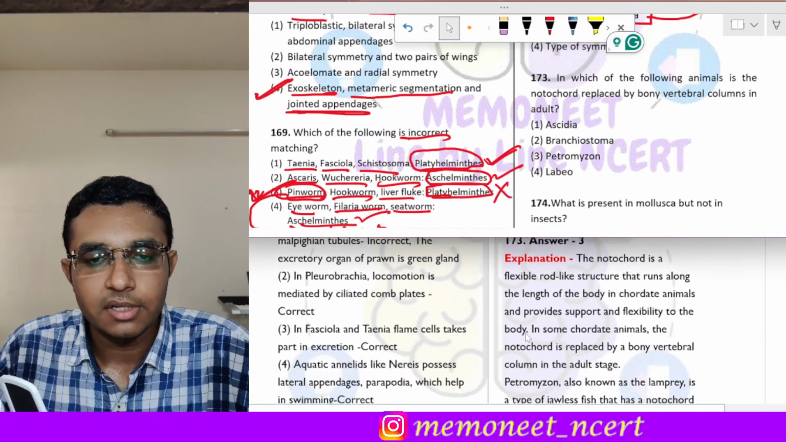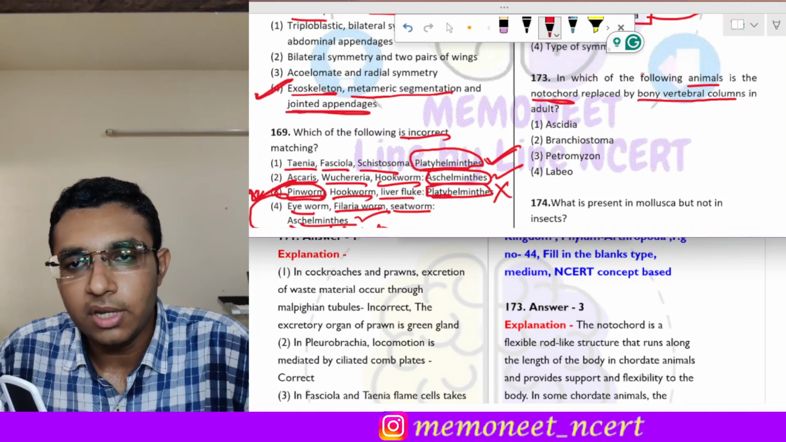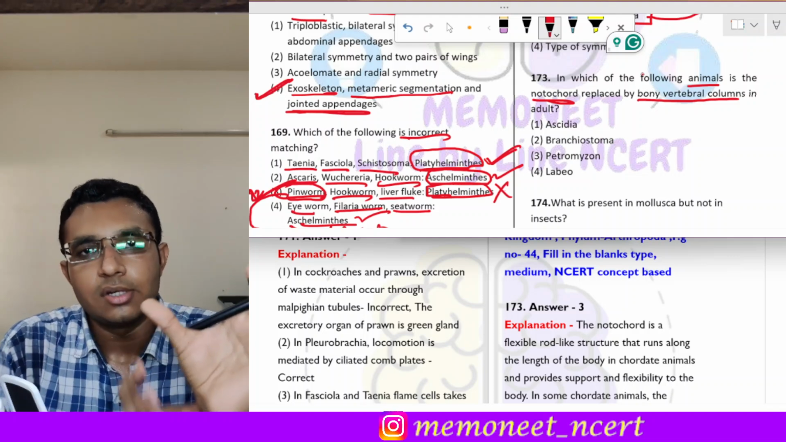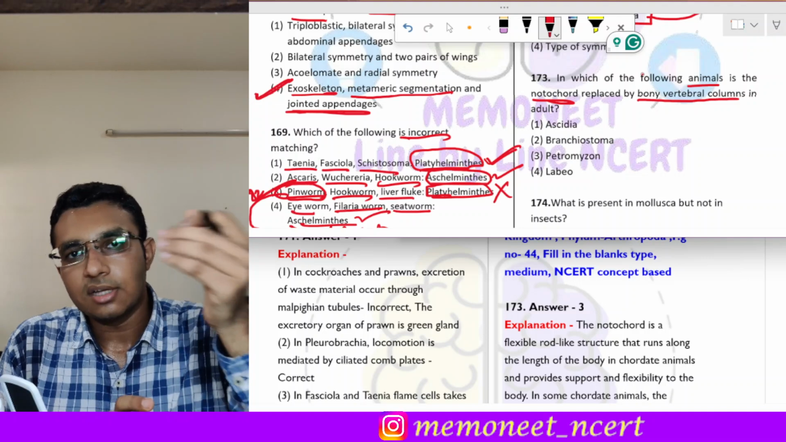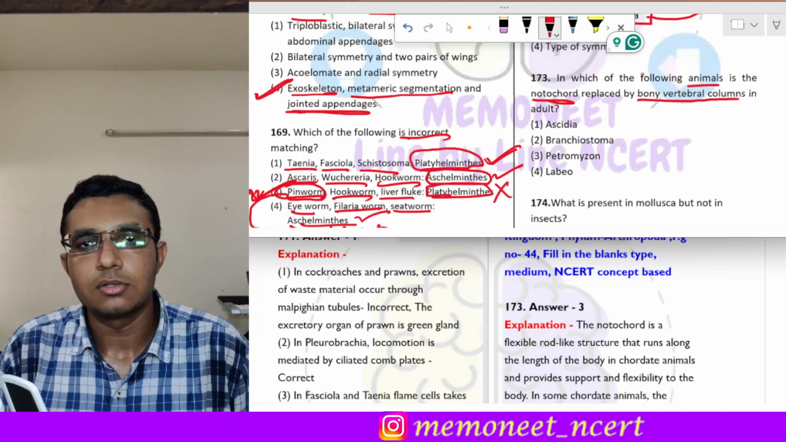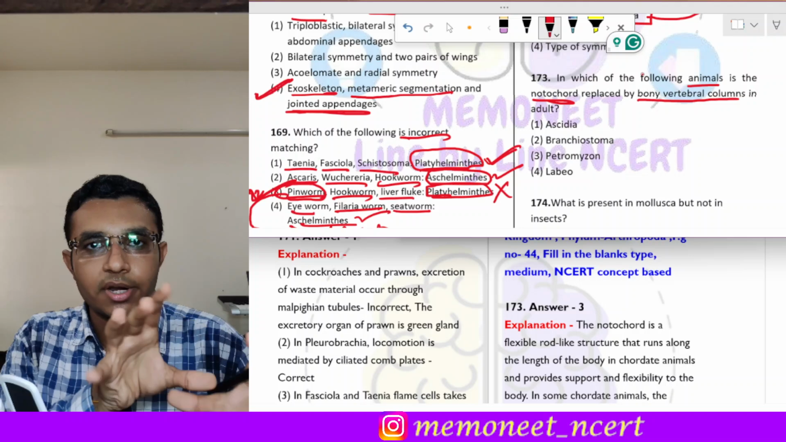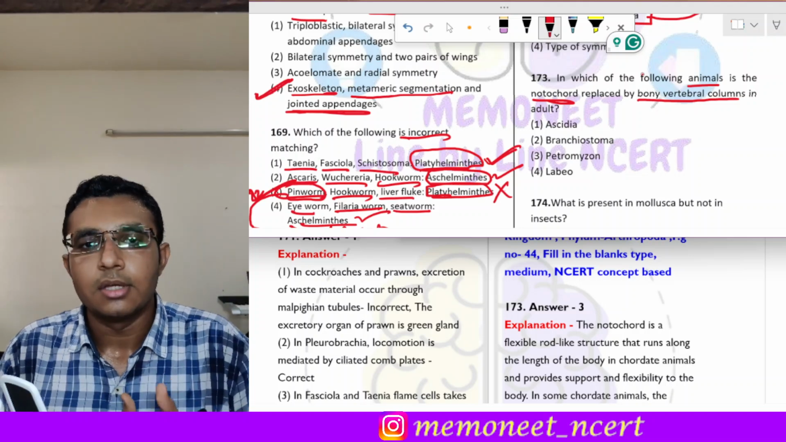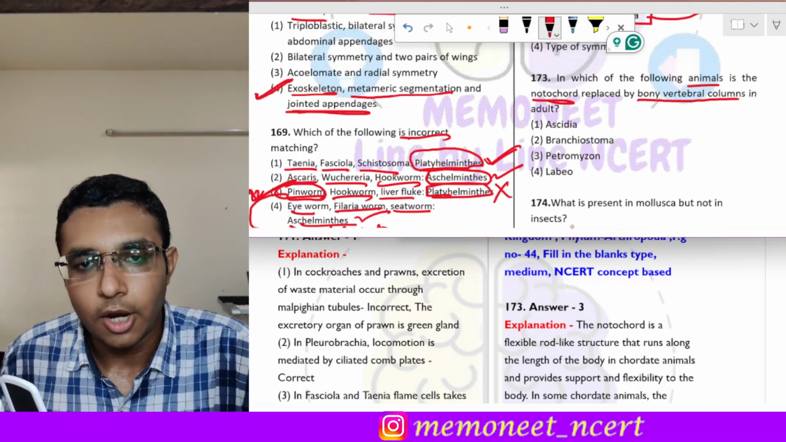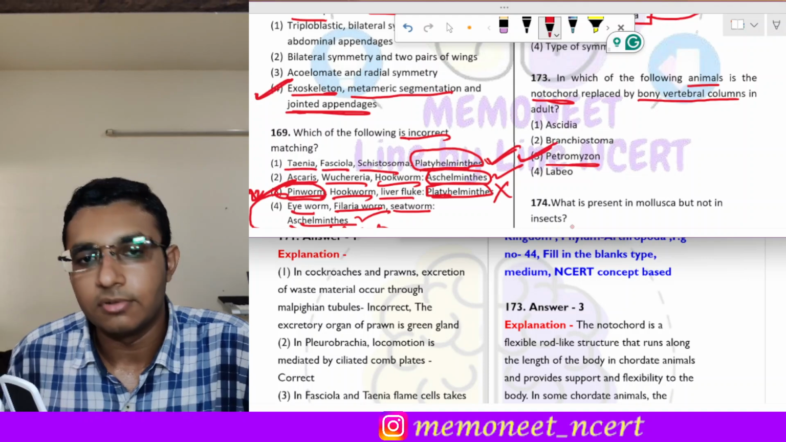The question 173 states that in which of the following animals is the notochord replaced by a bony vertebral column in adult? Now what happens is, in chordates there are certain animals in which the notochord gets converted into a bony vertebral column, and those organisms are called vertebrates. So vertebrates belong to the huge phylum chordates. So all vertebrates are chordates, but all chordates are not vertebrates. And the question is asking which is an example of a vertebrate. So an example of a vertebrate among the following options is Petromyzon.